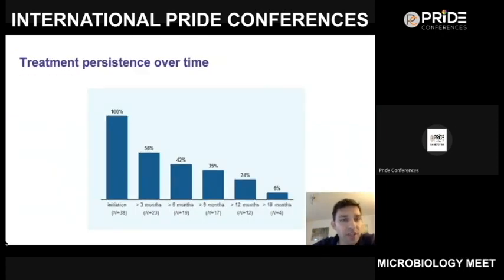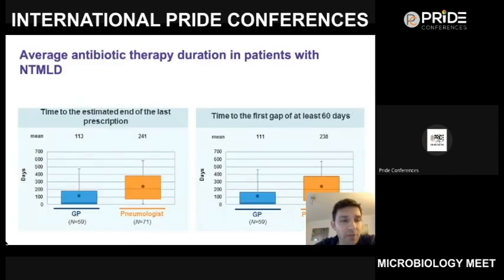When looking at treatment persistence over time, we saw that there is treatment discontinuation. Patients stop treatment prematurely, and by month 6, almost 60% of patients will already stop their treatment, despite recommendations being that treatment should continue for at least 12 months. We saw that in GP practices, patients were treated on average 113 days, which is more than double in pulmonologist practices.